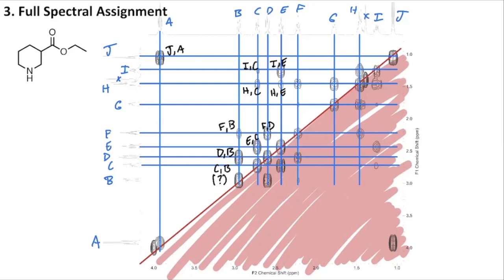Underneath F, it looks like F also corresponds to H, and there's a tiny little peak underneath here, a little tough to see, that corresponds to G and F. We're almost there. There's a lot of cross peaks, but we're nearly done. Moving on to G, it looks like H corresponds to G, and then we hit the identity diagonal. And last but not least, I corresponds to H there.